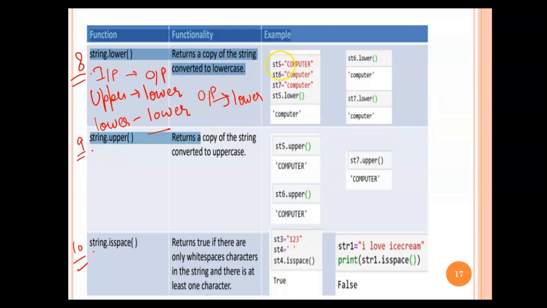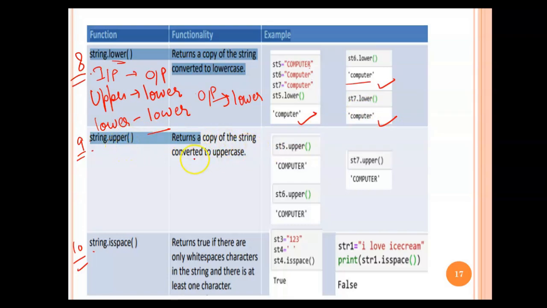Now check it. Here you can see st5 is COMPUTER, st6 is Computer, st7 is computer. st5 is everything in uppercase, but the function is lower, so this will be converted into lower, right? Now you can see st6, the first letter is in uppercase, that will be converted into lower, the rest is already in lowercase. So we have st7.lower, and st7 is computer, small letters only. So we are getting computer here. Perfect.